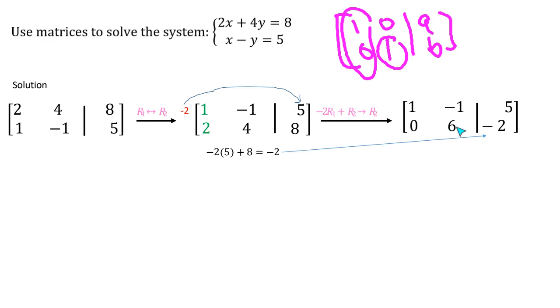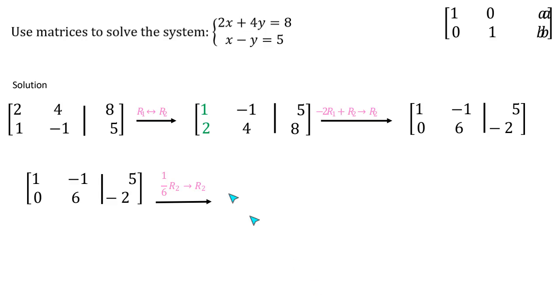So how can I make a 6 become a 1? If you're trying to make something a 1, then you can multiply by its reciprocal. So the reciprocal of 6 is 1/6. So I'm going to multiply 1/6 times row 2, and whatever answer I get, I'm going to put it back in row 2. So my first row is not going to change, only my second row. So we're going to have 1/6 times 0, 1/6 times 6, and 1/6 times -2.